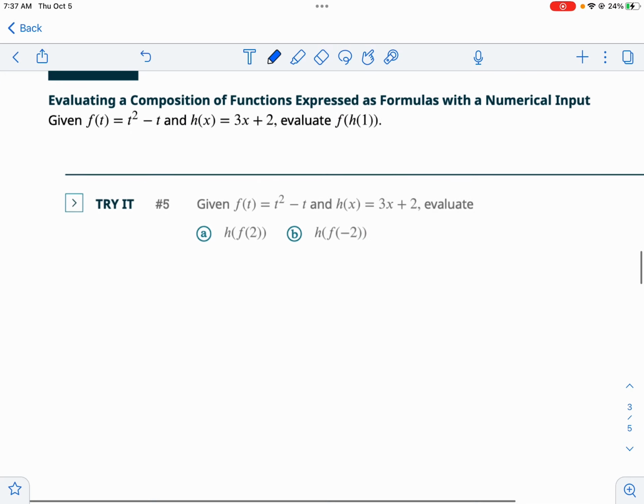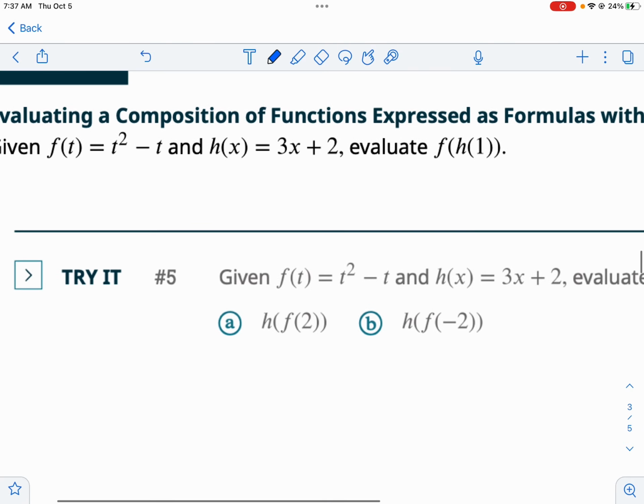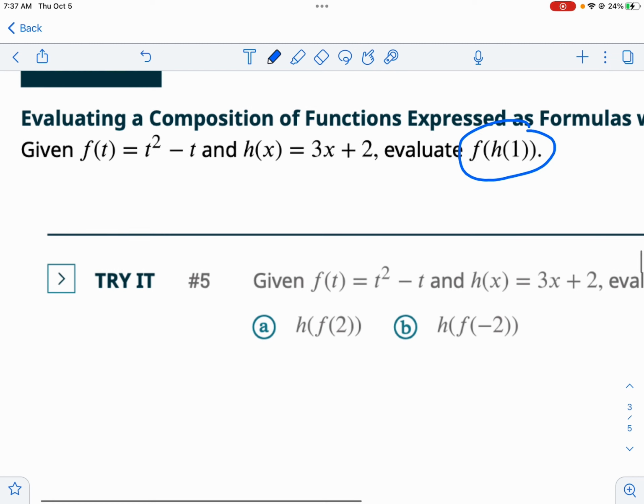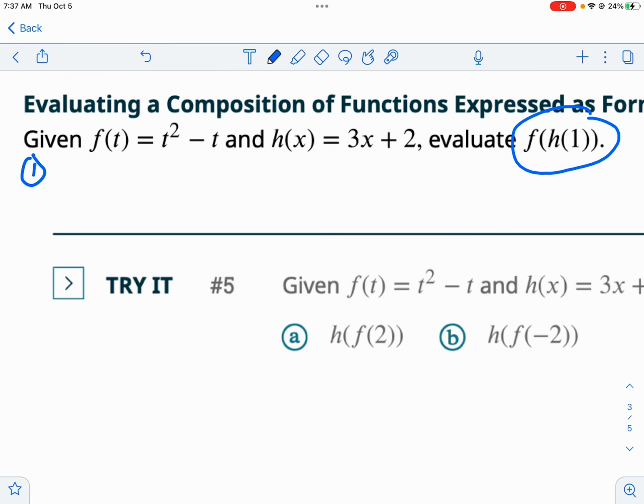So sometimes they tell you to evaluate like this. So f of h of 1. Again, h, same thing as g, just a letter, it represents a function. It's the first thing you should do. If you put these two into each other, it's going to be harder than it should be. So first thing is find h of 1. H of 1 means I'm going to replace x with 1. So h of 1 is equal to 3 parentheses 1 plus 2, which is equal to 5.